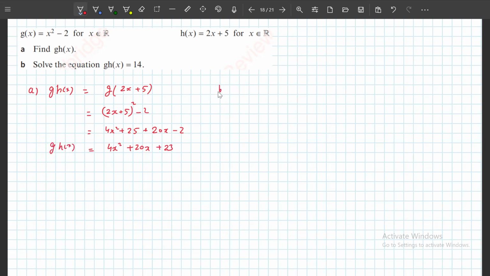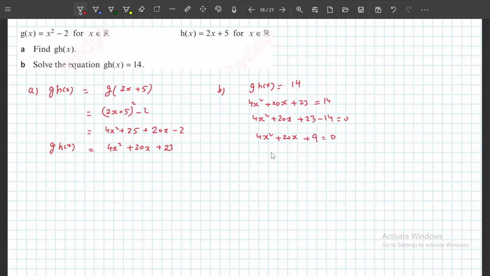And in the second part, they want us to solve the equation gh of x equals 14. So gh of x equals 14, and we have been given 4x squared plus 20x plus 23 is equal to 14. So 4x squared plus 20x plus 23 minus 14 equals 0. I will try to make a quadratic equation so that we can apply the quadratic formula or factorization concept. So 4x squared plus 20x, 23 minus 14 gives us 9.